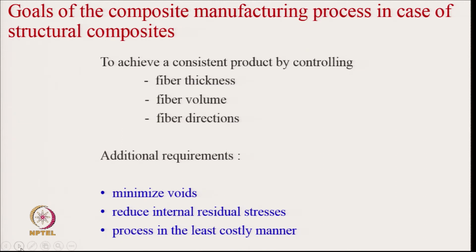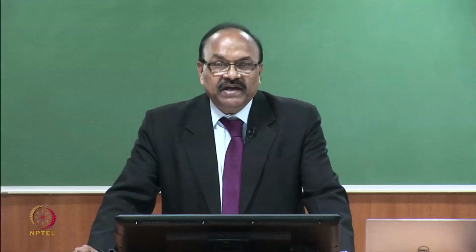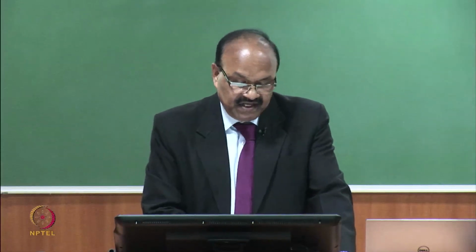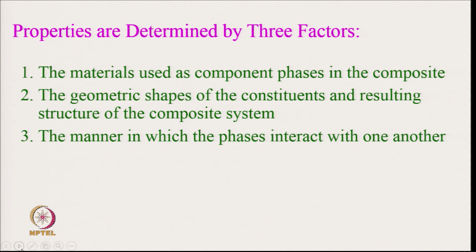One thing is very important, which we will discuss subsequently also. Composites are anyway an expensive substitution of conventional material. So, while manufacturing composites, we try to minimize the manufacturing cost. The properties of these composites are determined by three factors: number one, the materials used as component phase in the composite. Number two, the geometric shape of the constituents, which results in a particular structure of the composite system. And the third is the manner in which the phases interact, that is interface, interaction between the reinforcement and the matrix.